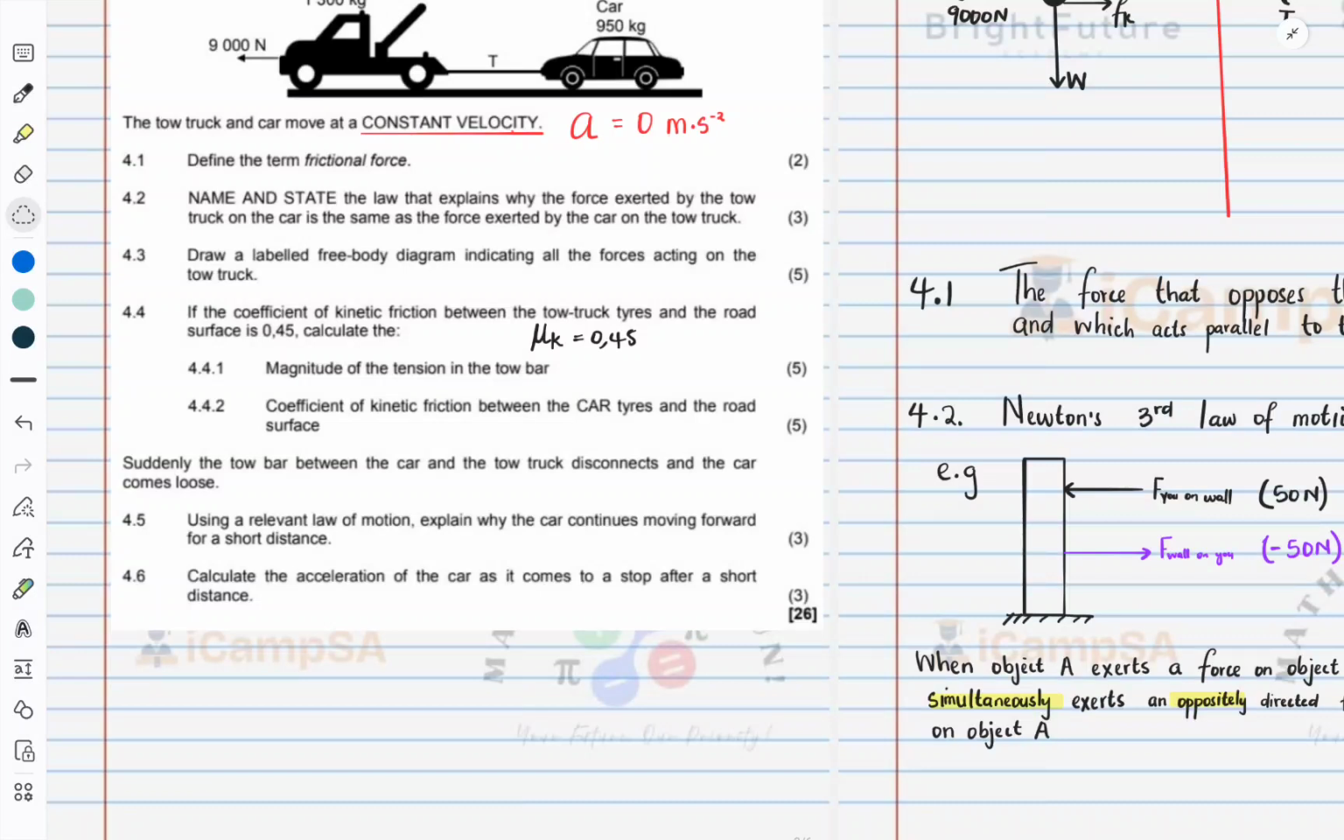So if you remember, there's our first law of motion, that says an object will continue in its state of rest or constant velocity or constant motion unless acted upon by an unbalanced force. So that's what happens in this scenario as well. No unbalanced force acted on this car, so it was still moving at a constant velocity when the tow bar disconnected. So it will continue moving unless someone tries to stop the car. That's an unbalanced force. The car will then stop. Okay, so that's what the law says.